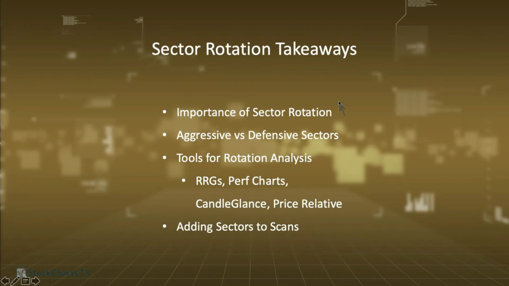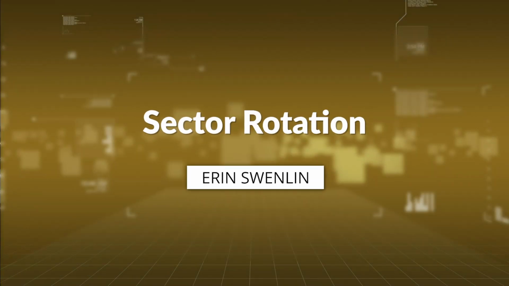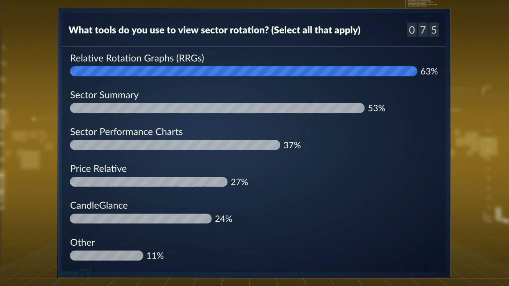Why don't we go ahead and take a look at the poll and what you guys use as far as looking at sector rotation. I can tell you that when I took the poll, I picked all of them. I didn't use price relative because I don't use that quite as much, but I guess technically when I'm looking at it, I'm comparing price relatively to each other. But sector perf charts, I don't really use those so much, but I definitely use the RRG, the sector summary, and the candle glance.